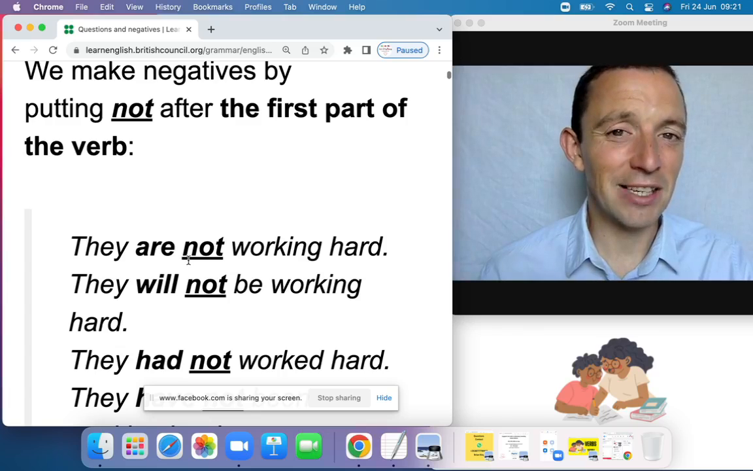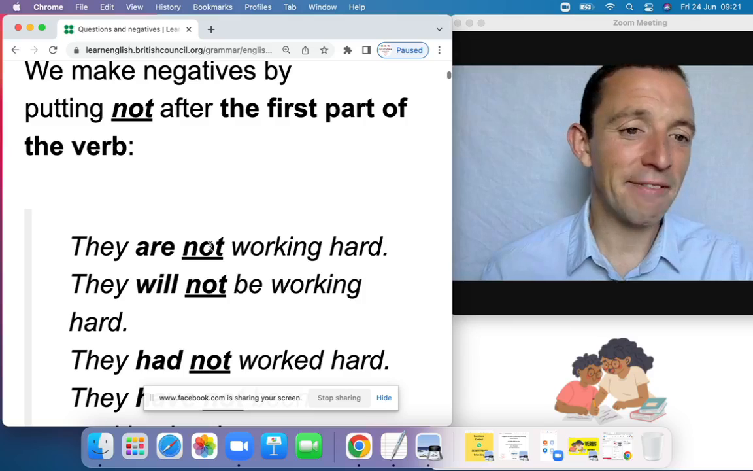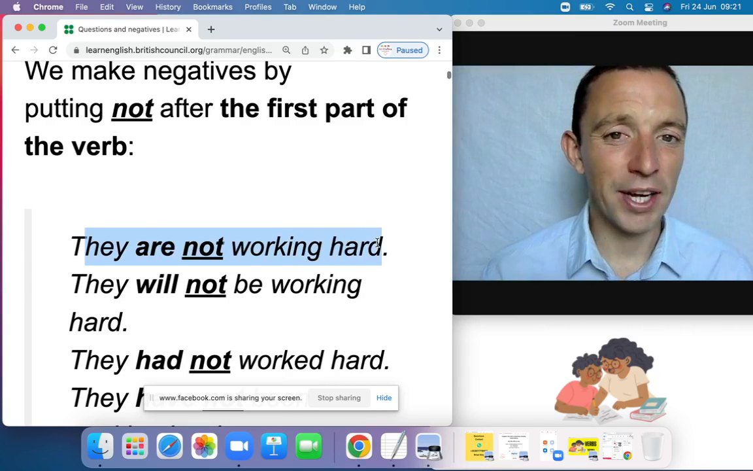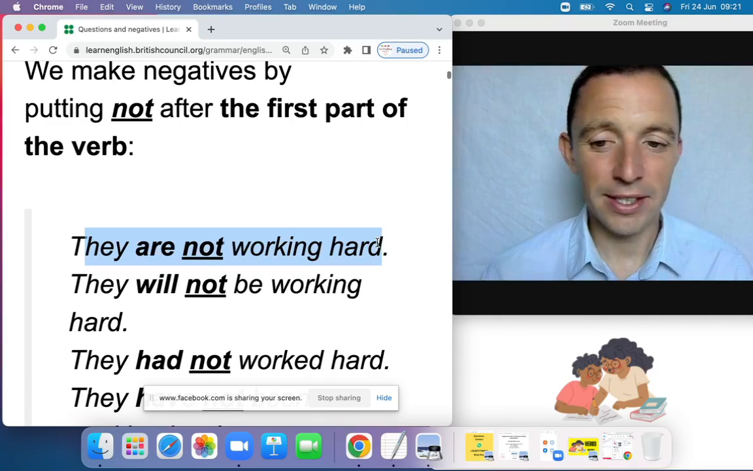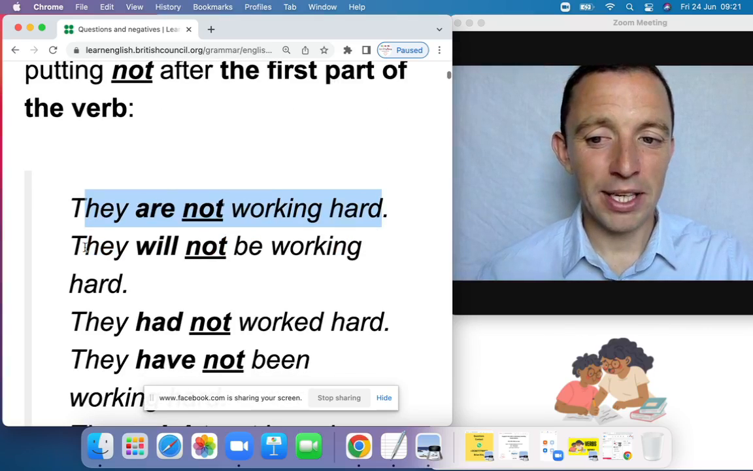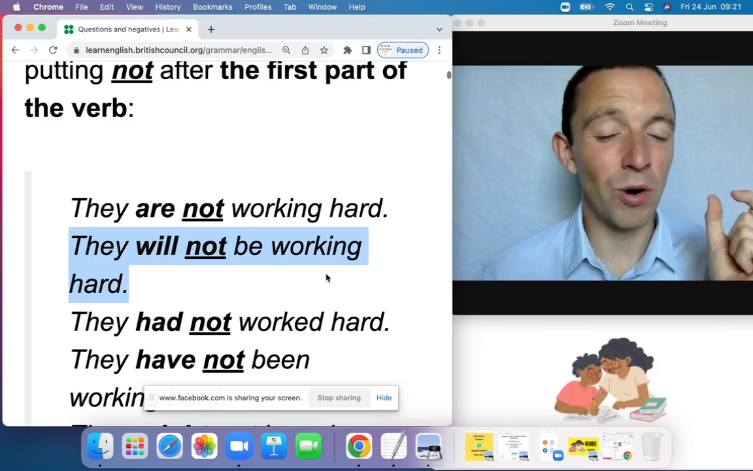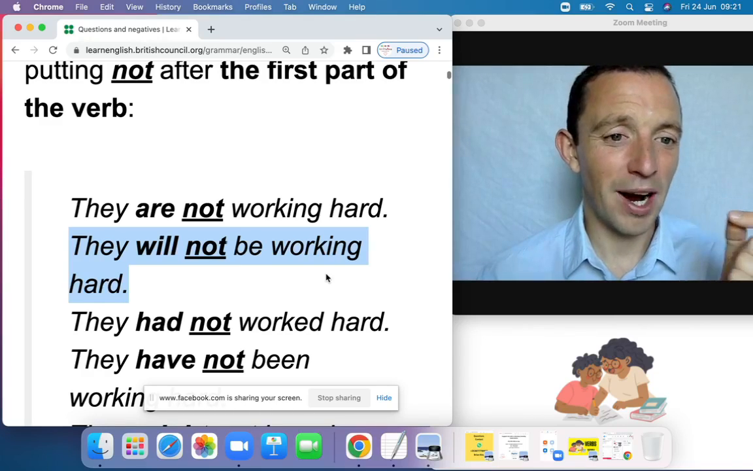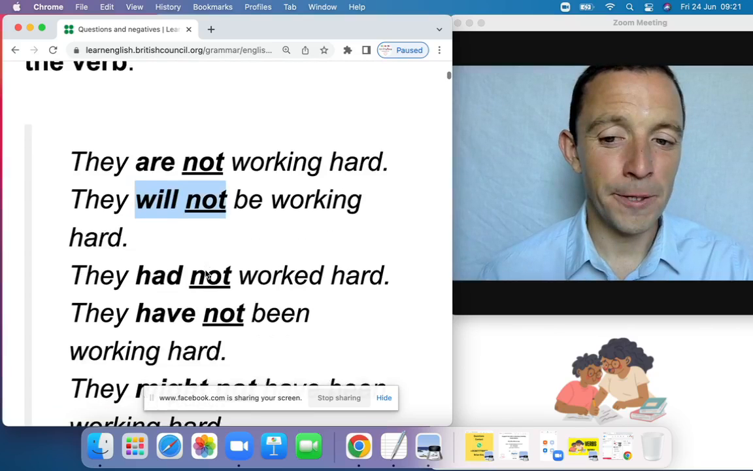And to create the negative, we put the position of not after the first part. So the affirmative: they are working hard. The negative: they are not working hard. Second example, affirmative: they will be working hard. Future continuous. The negative: they will not be working hard. So simply, we add not after the first part of the verb.